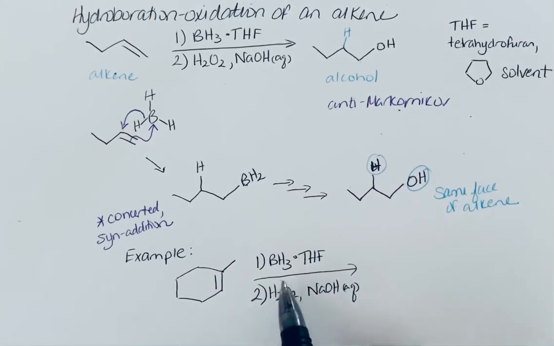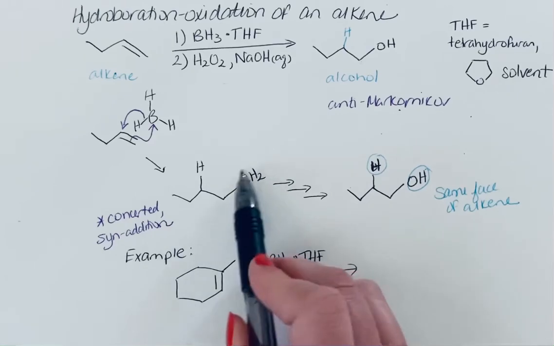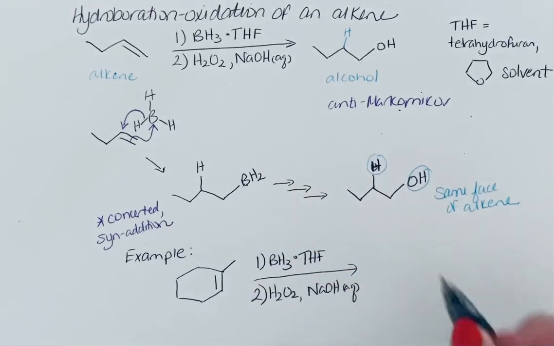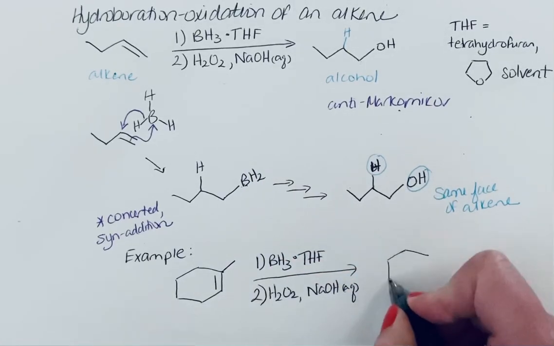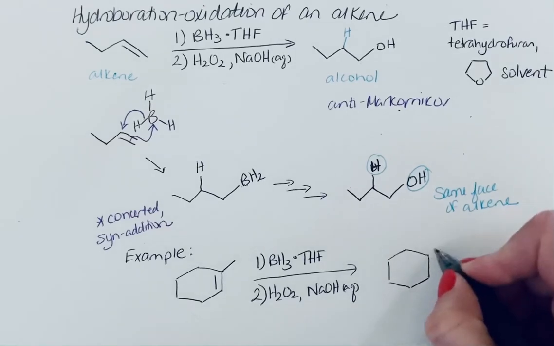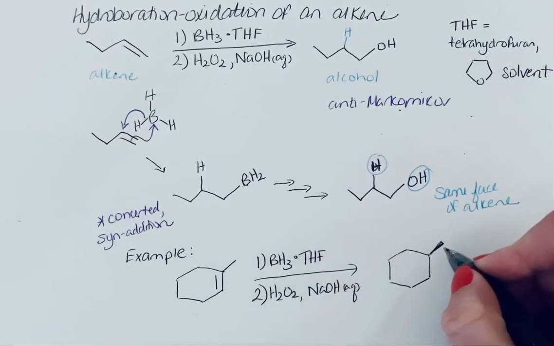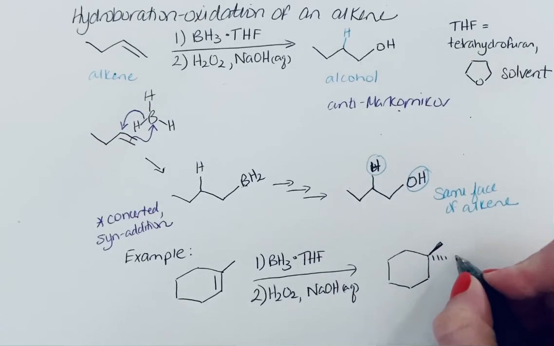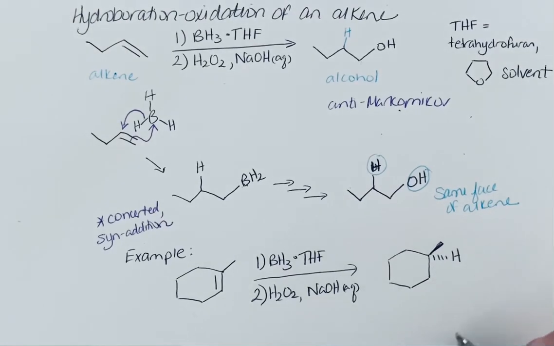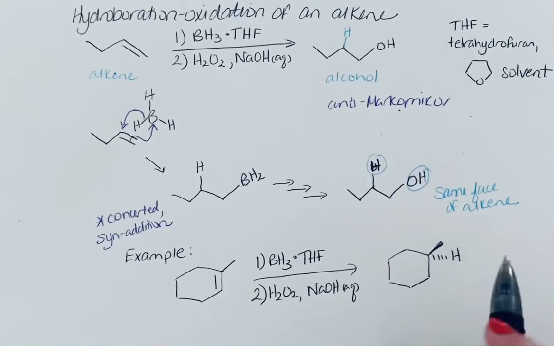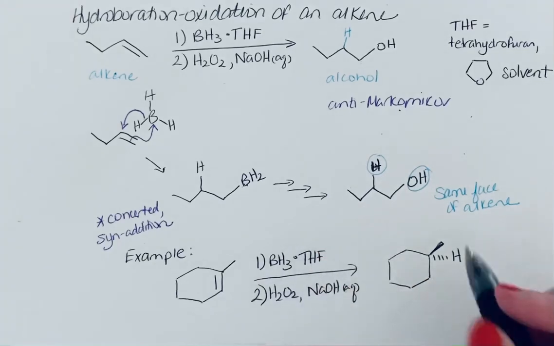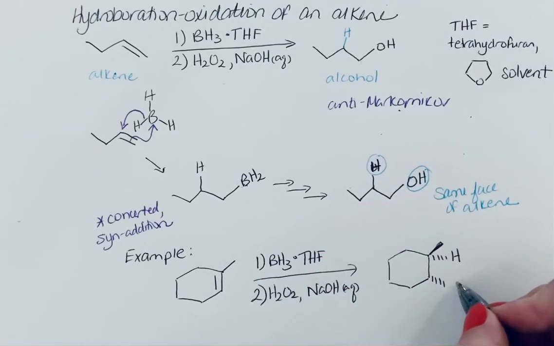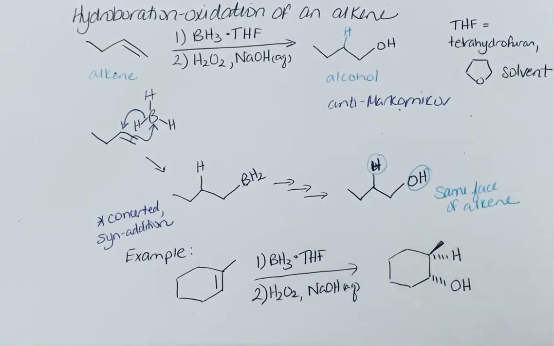Okay, so the boron and the hydrogen will add to the same side, and eventually that boron will be replaced with the oxygen. So here is what we will see. So if we've got the methyl group sticking out, the hydrogen that added to that more substituted carbon would be going back. And to show the syn addition, the alcohol product that we form will also be going back.